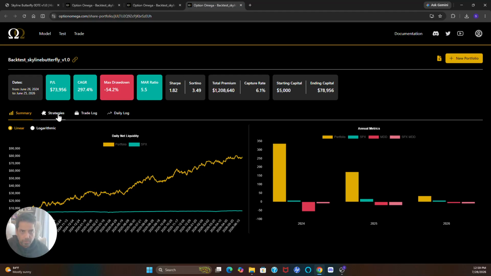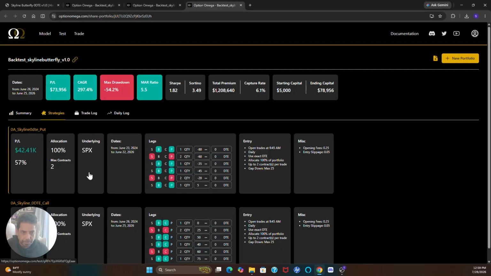So I'm going to move to the strategies section. So we have 2 strategies as part of this baseline, and that's going to be the same for the other 2 as well. And the 2 strategies are, if you recollect, the Skyline Butterfly 0DTE version 1.0 had a valley at the center and 2 butterflies on the left, and that is this configuration, the first configuration, and then it had 2 butterflies on the right, so that is this configuration.